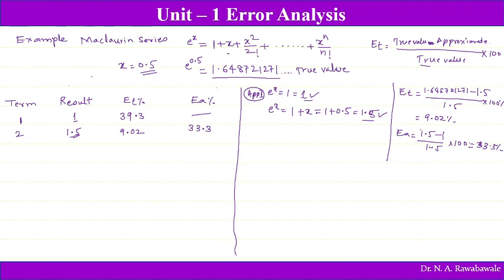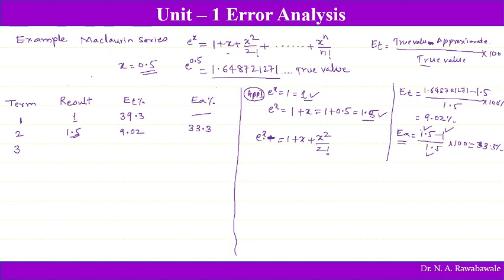So to find the approximate error we are not going to consider the true value. The true value is not considered. The second approximation minus the first approximation divided by the second approximation gives us the approximate error. Then we consider three terms, in the sense e to the power of x is equal to 1 plus x plus x square divided by 2 factorial.